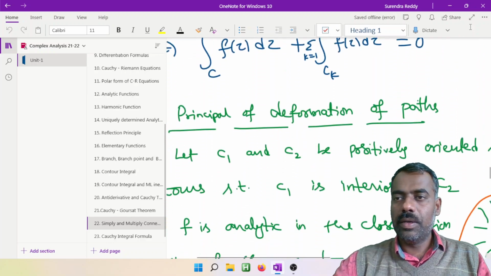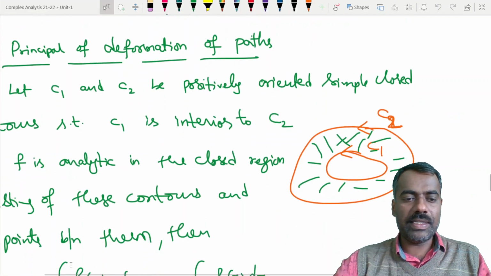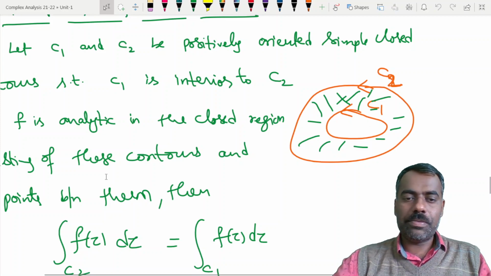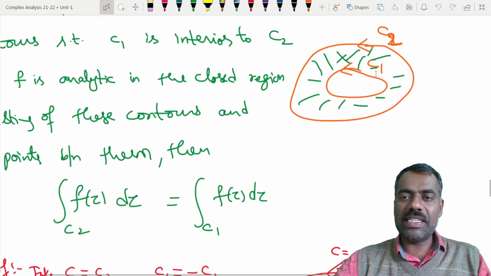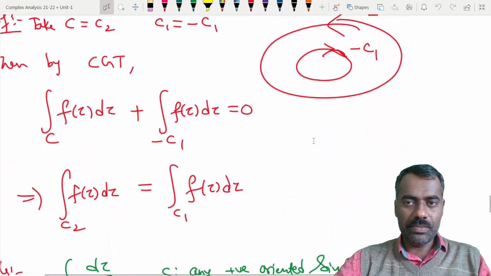Principal of deformation of path. What it says here is that if you have an analytic function in between these two curves, C1 and C2, then the integration of f of z over C1 is the same as the integration of f of z over C2. And we also discussed how this result is useful with an example.